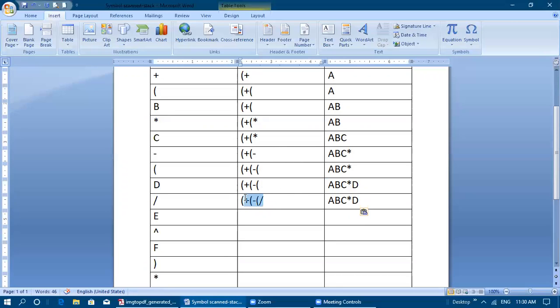So this can be repeated because we have the operand next. We have the operand, so just push the operand after this D.